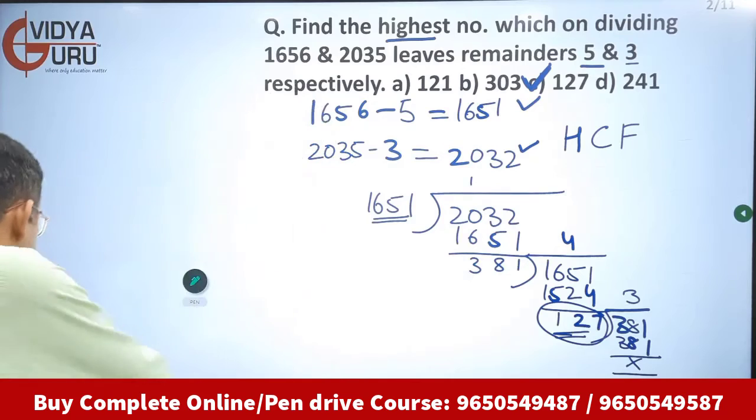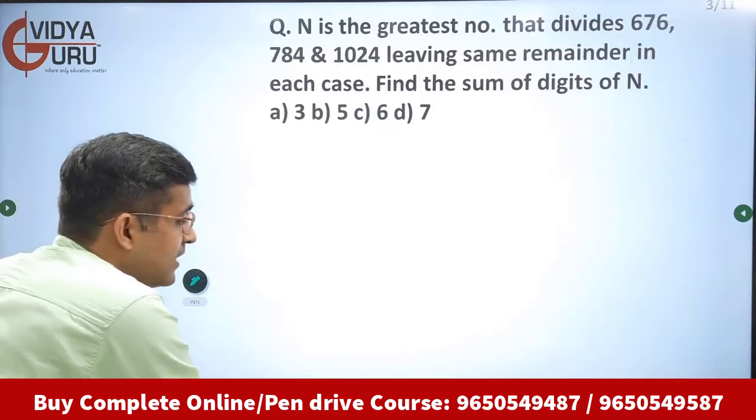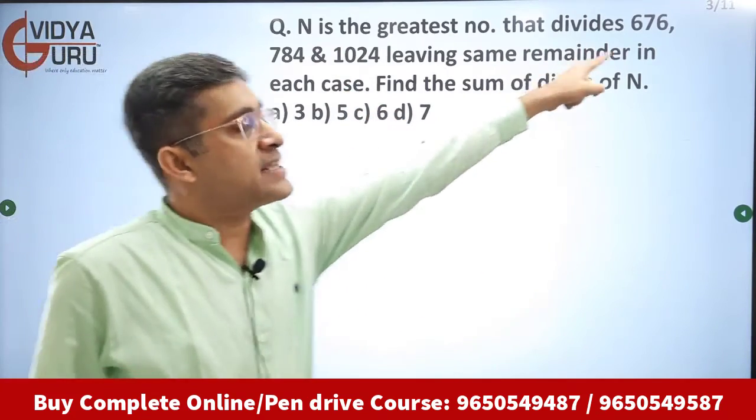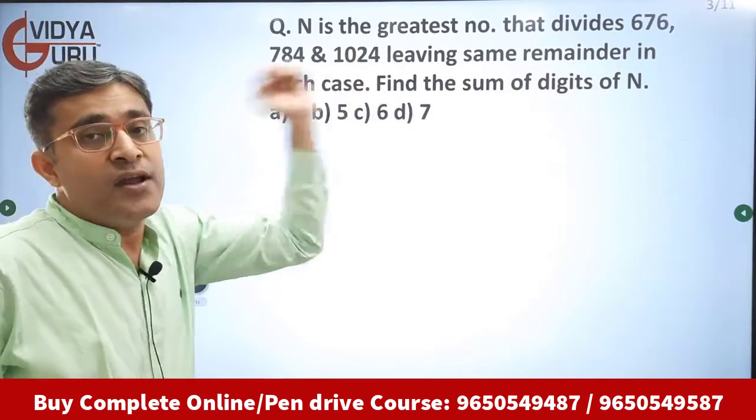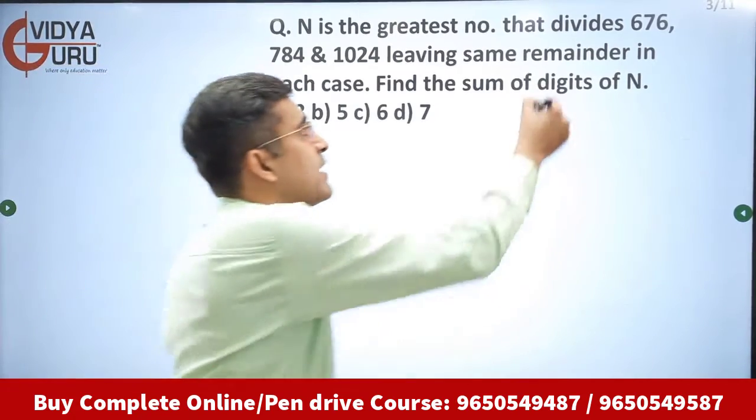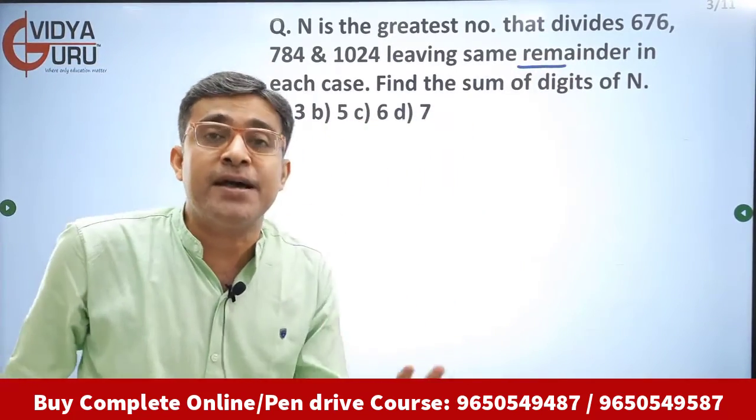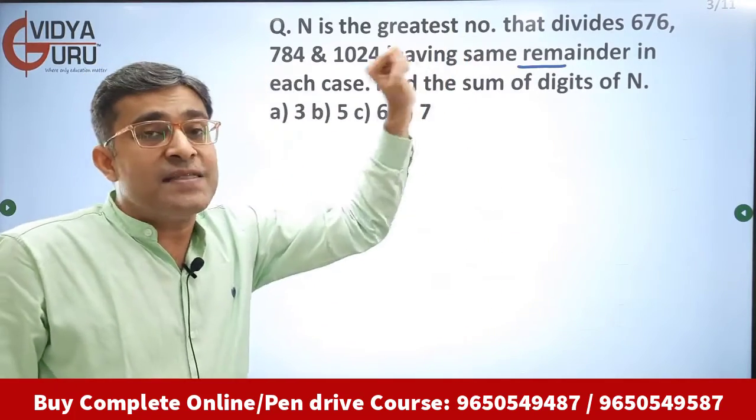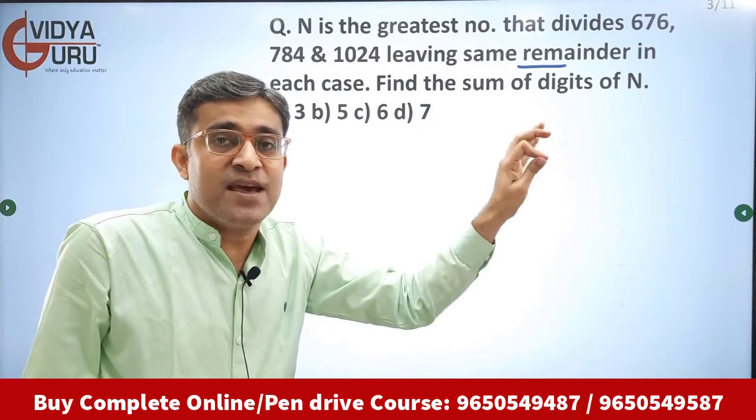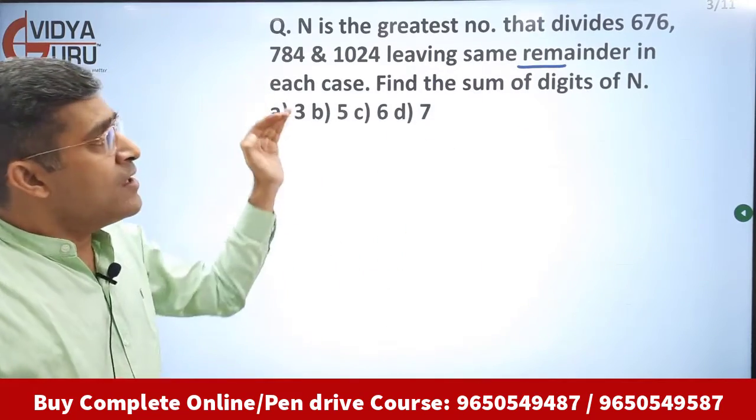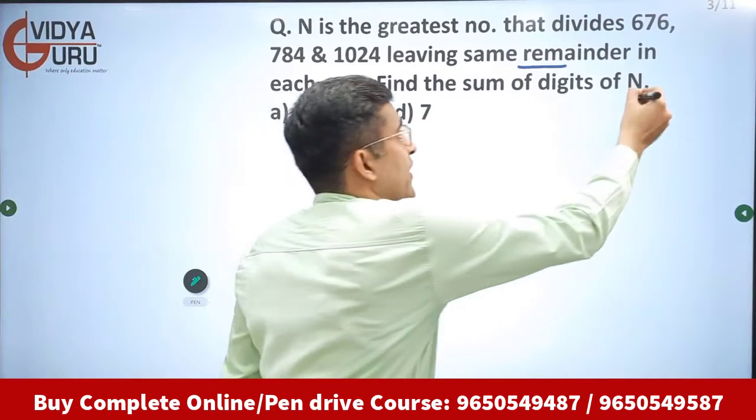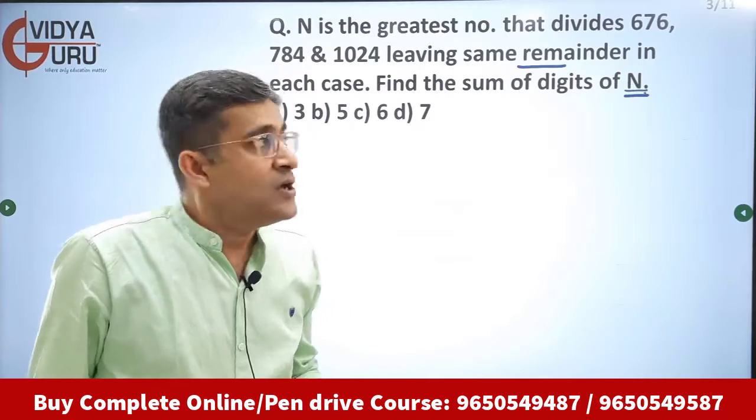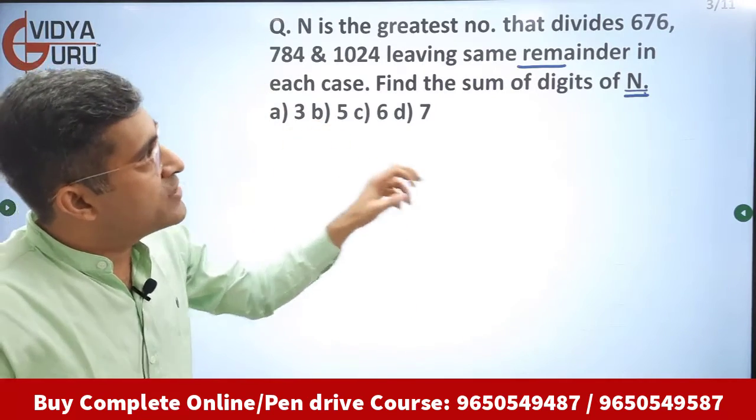Next question is about something interesting. N is the greatest number that divides 676, 784 and 1024, leaving the same remainder. We are not aware what the remainder is. Now in this question, the remainder has not been given. A lot of students find this question difficult. Such a question has been there in the exams very often. Find the sum of digits of n. So we have to find out the sum of digits of this number n. So let's look at the three numbers which are given to us.